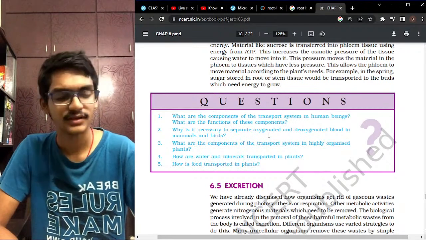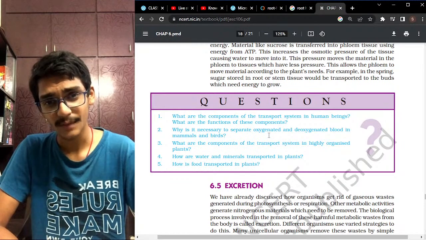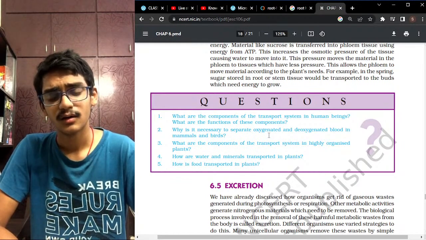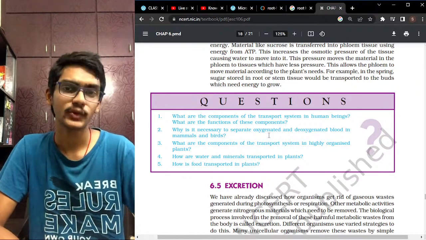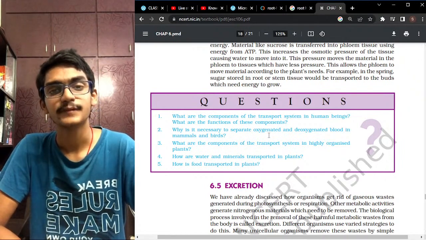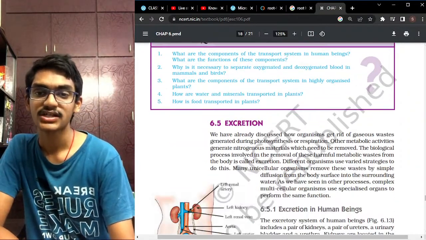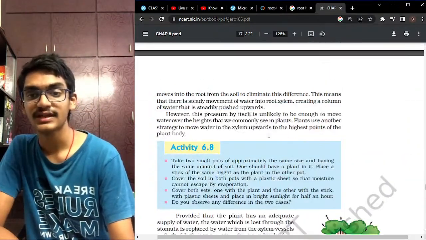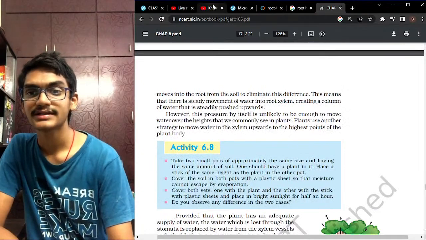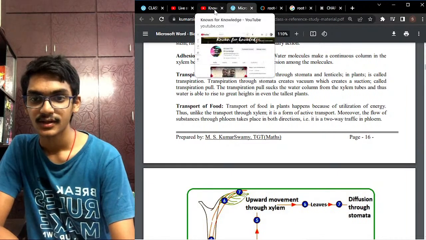Therefore, it is bidirectional in nature, and phloem is a living tissue, because except phloem sclerenchyma, all are considered to be living tissues, because phloem sclerenchyma is considered to be a dead tissue. Okay, so that is what we can understand from both these transportation systems. I think now we got an understanding of how the transportation will take place, right?